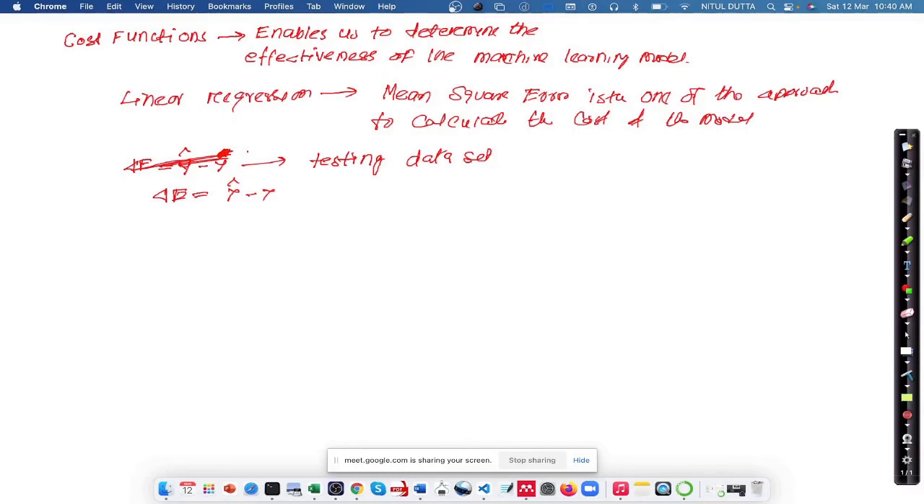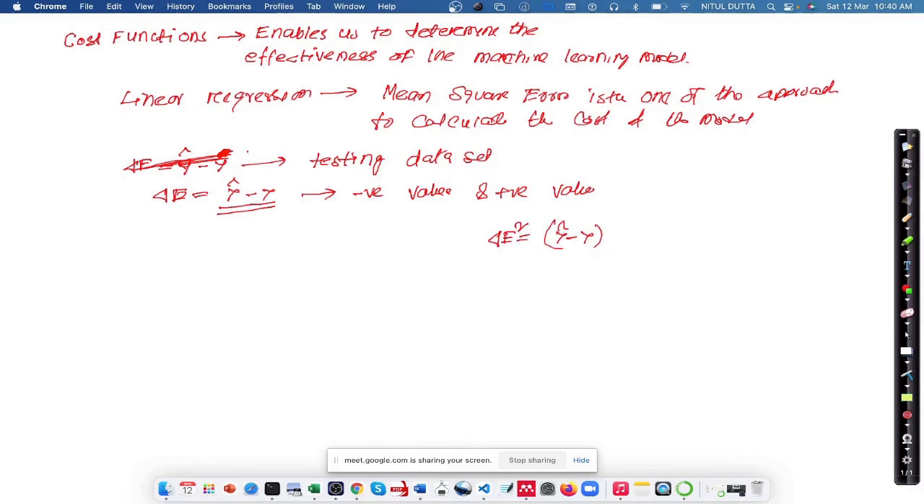However, this value may have some negative values and positive values. That is why instead of taking only y hat minus y, we compute the square of this error as (y hat minus y) squared, where y hat is the predicted value and y is the actual value.